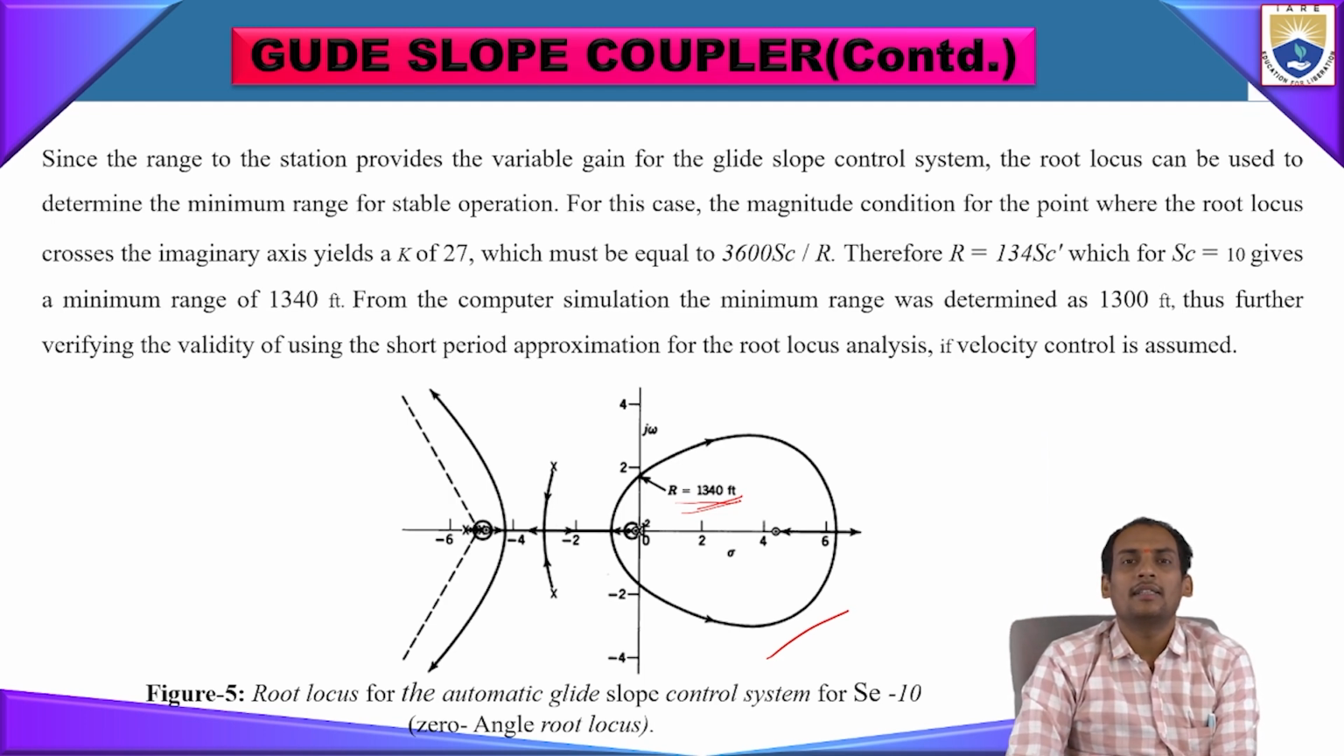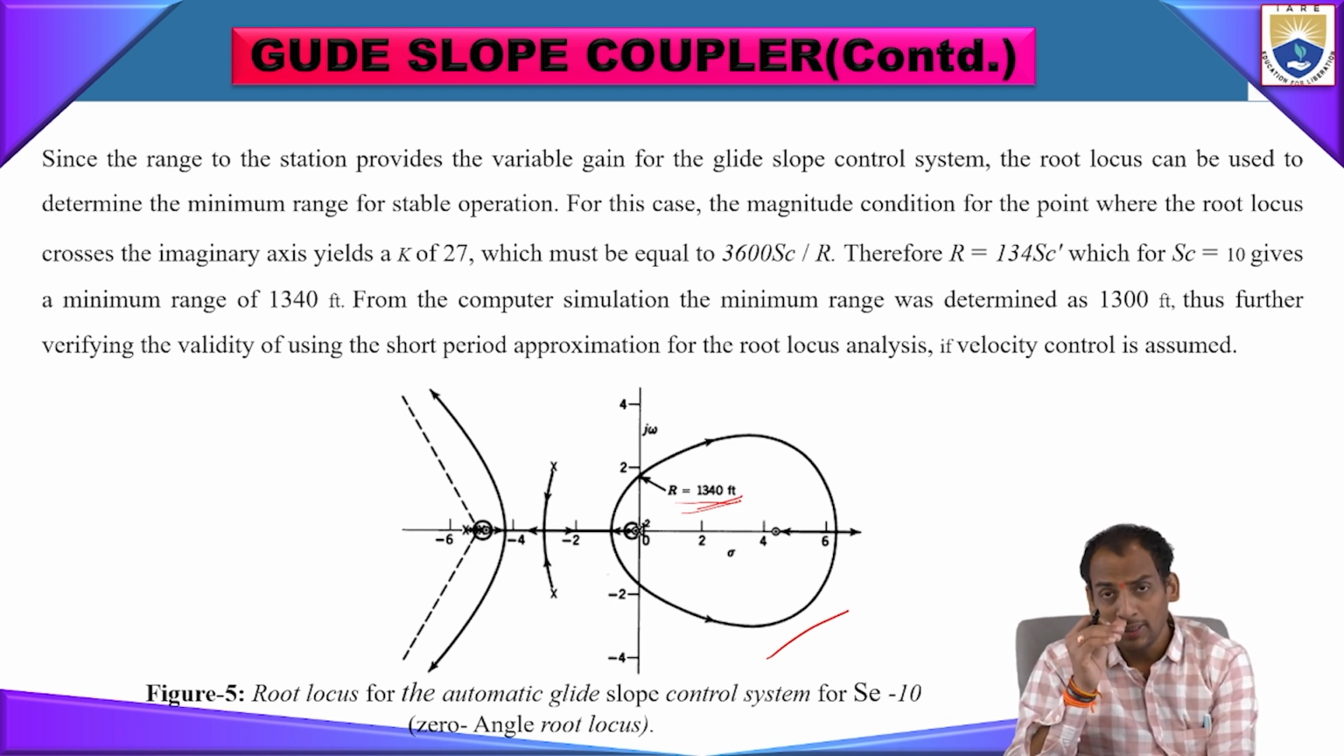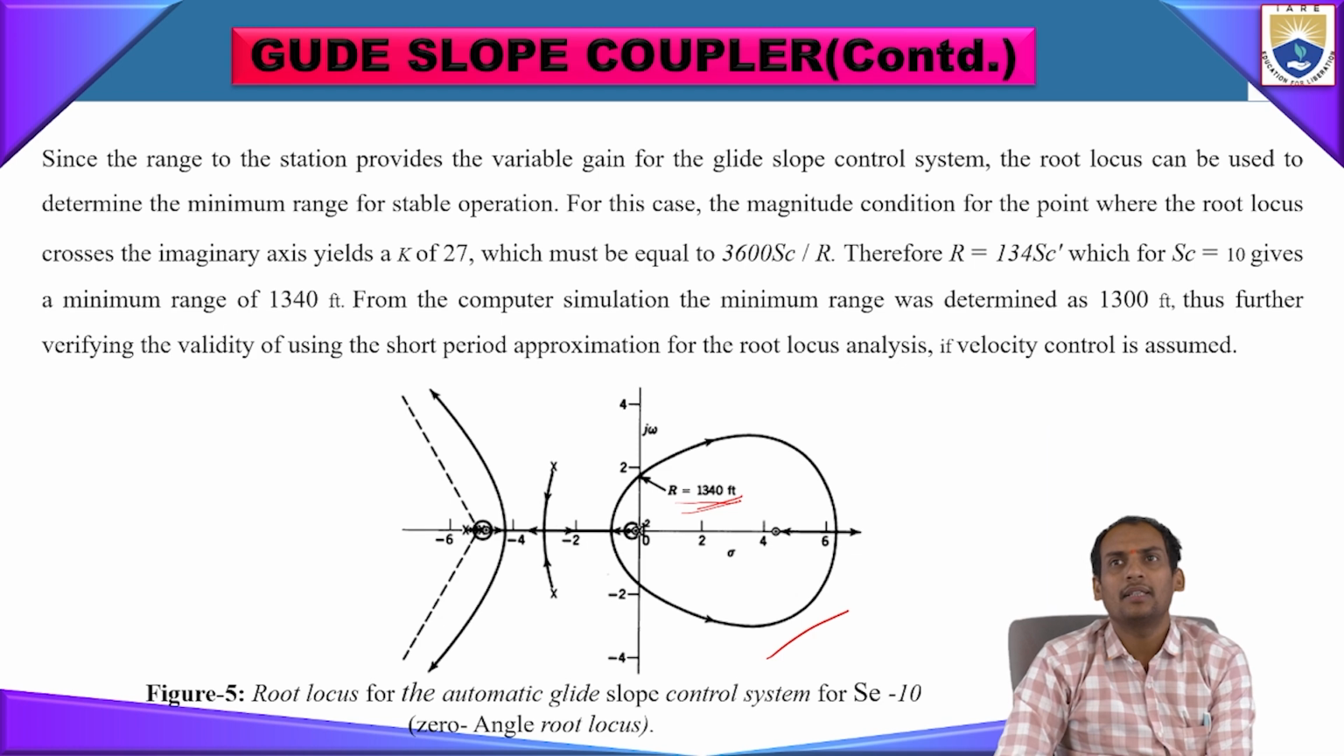For this case, the magnitude condition at the point where the root locus crosses the imaginary axis leads to K of 27, which must be equal to 3600 SC by R. Therefore SC will be around 134 SC. Here the SC will be 10. That will give you the minimum range of 1340 feet only. That means R, the range, will be around 1340 feet.